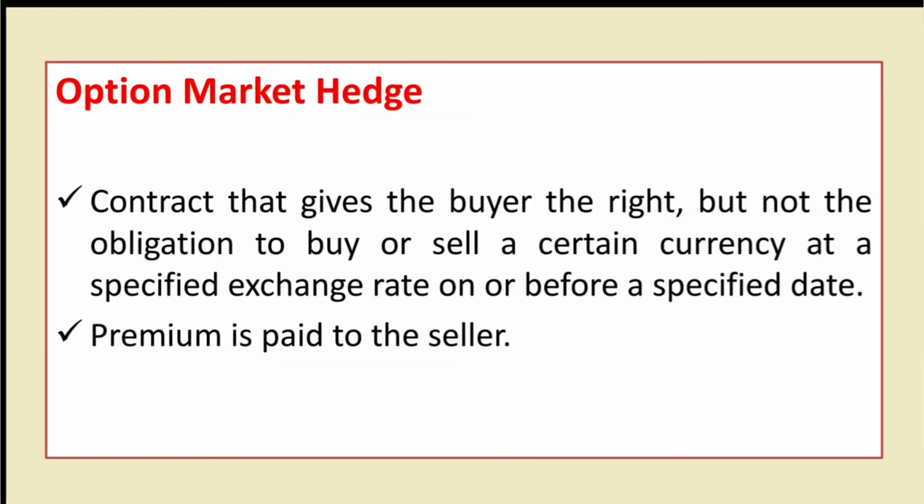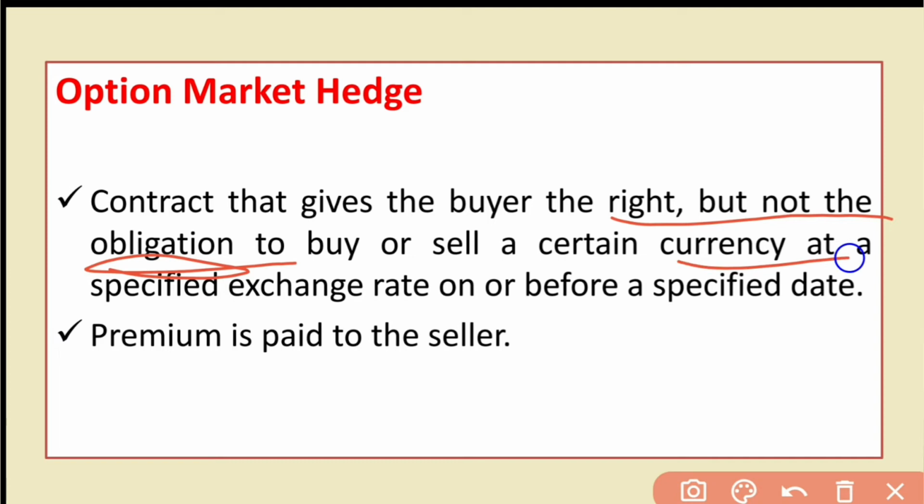Next is the option market hedge. Now, what is the option market hedge? It is simply a contract where the buyer has the right but not the obligation, right? The buyer has the right but not the obligation to buy or sell a certain currency at a certain specified exchange rate on or before a specified date.